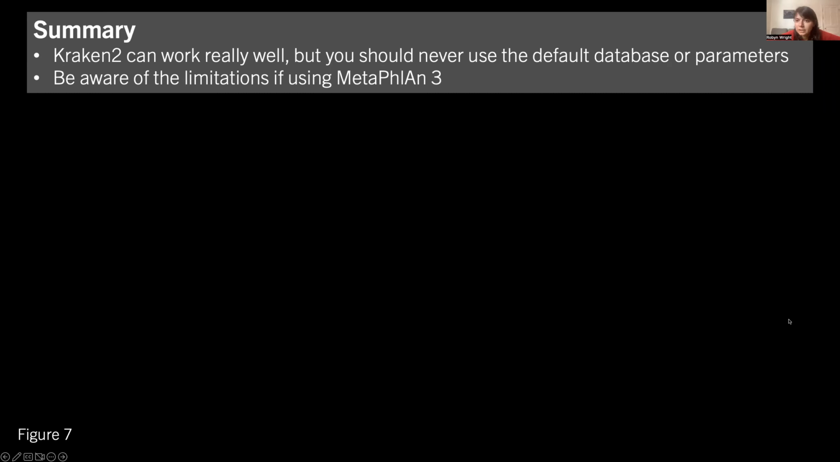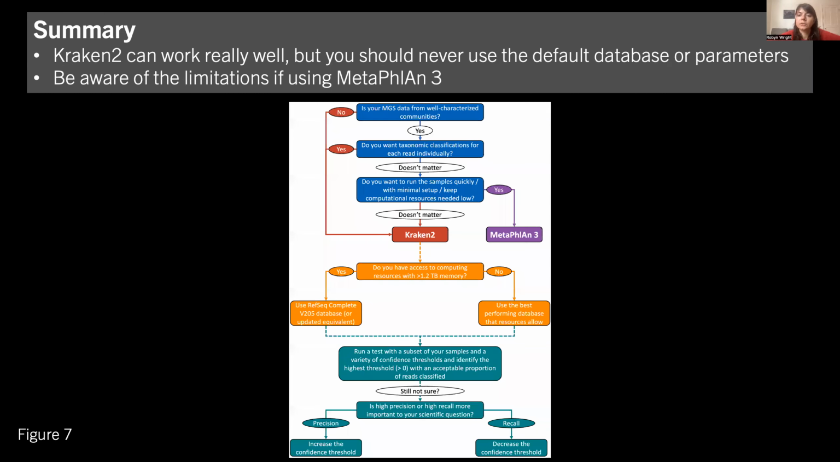And then finally, we actually have a small flowchart suggesting how you should decide on which taxonomic classification method best fits for your analysis. I'll highlight again that Kraken 2 is capable of producing more accurate classifications than MetaPhlAn3, so we do suggest using it where resources allow. But if your samples are from well-characterized communities, and it doesn't matter to you whether you have classifications for each read individually, then MetaPhlAn3 works really well right out of the box. If you choose to use Kraken 2, we suggest using the largest database that your resources allow.